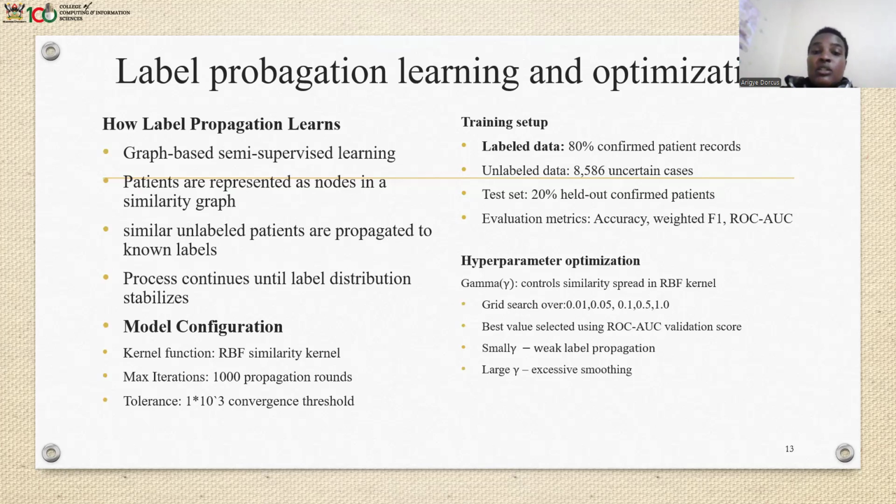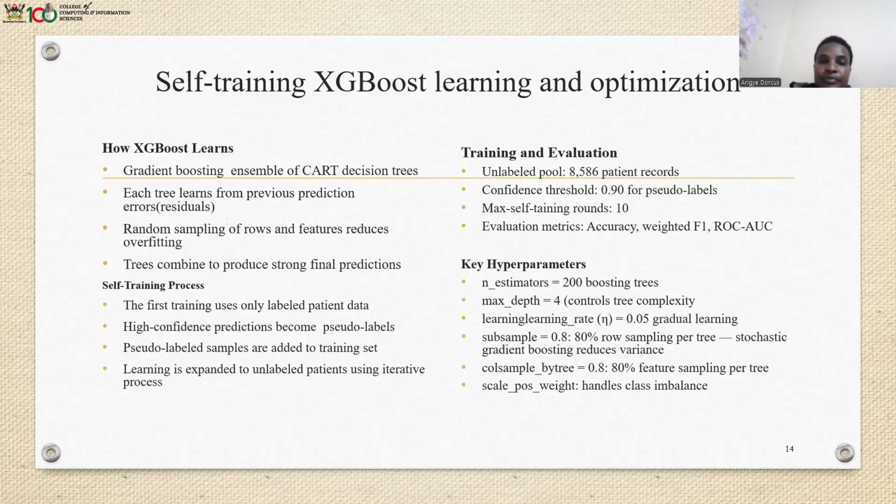Then if gamma is too large, everything looks similar, the influence reaches too far, and you get oversmoothing, where all the patients, regardless of their immune status, end up with the same predicted risk. So we performed a grid search over several gamma values, and we selected the one that gave the highest ROC AUC score on a validation set.